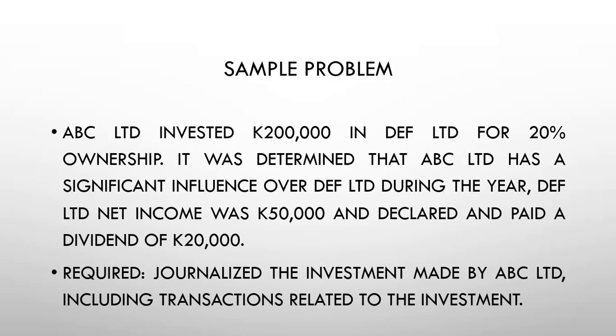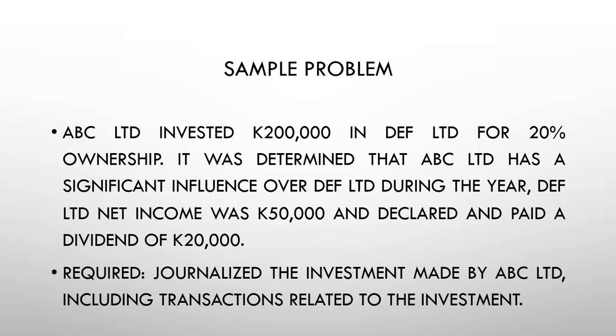So, an example problem here: ABC Limited invested 200,000 kina in DEF for 20% ownership. It was determined that ABC Limited has a significant influence over DEF Limited during the year. DEF Limited's net income was 50,000 and it declared and paid a dividend of 20,000. So our requirement here is to journalize the investment made by ABC Limited, including transactions related to the investment.